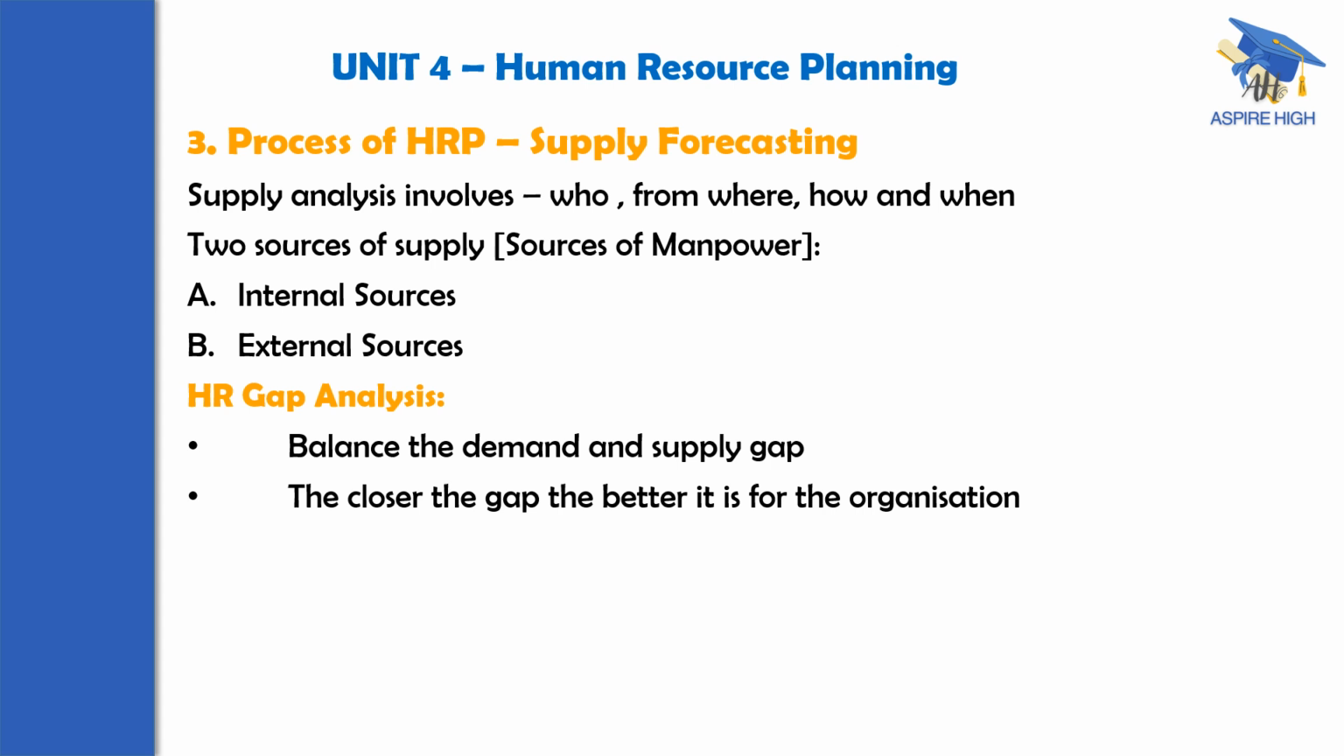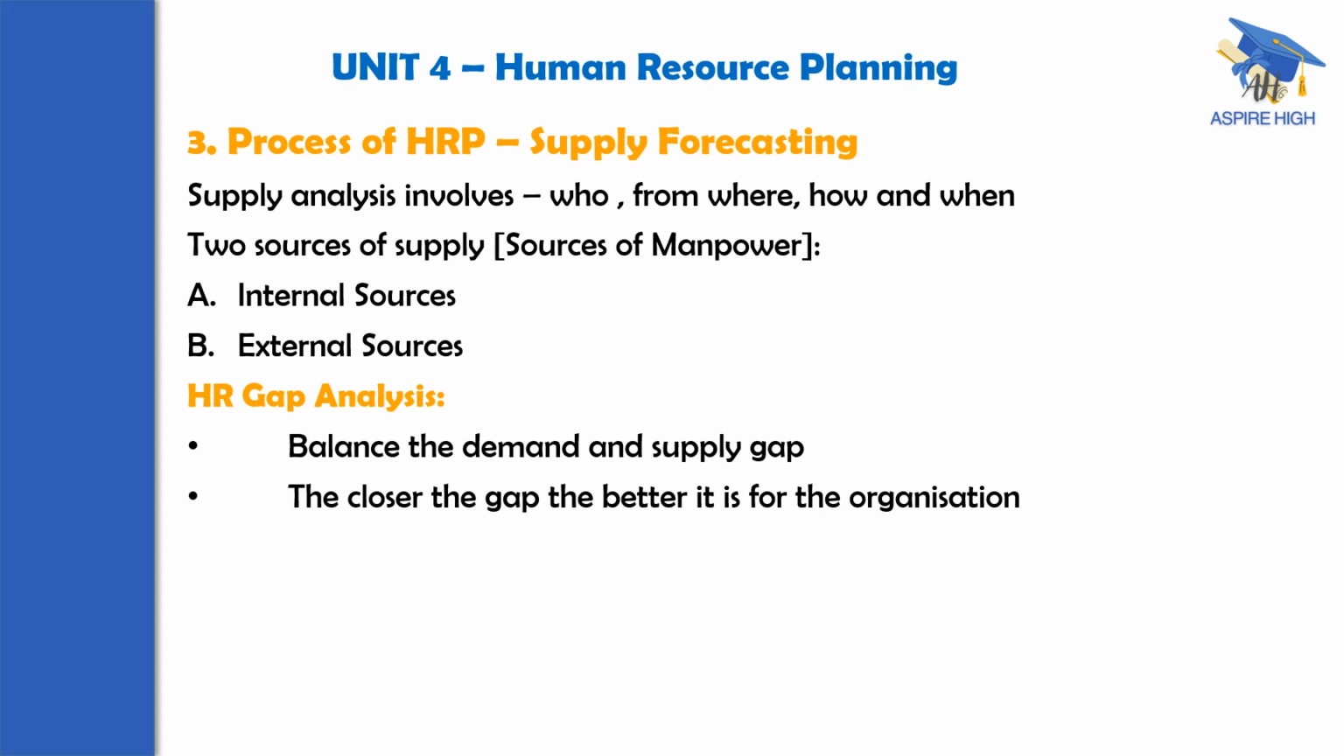How to get them? How to get them means if it is internal, promotion or redeployment, and external means recruitment. Recruitment also has different types: notification or headhunting, straight away engaging an HR consultancy firm, an HR recruiting firm, and through them we can get the right persons.